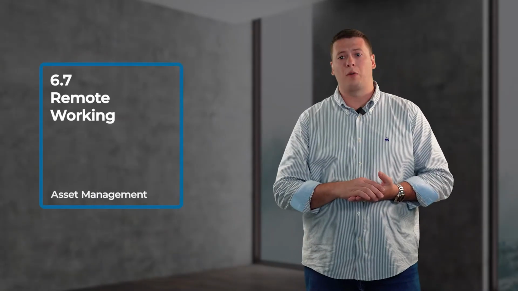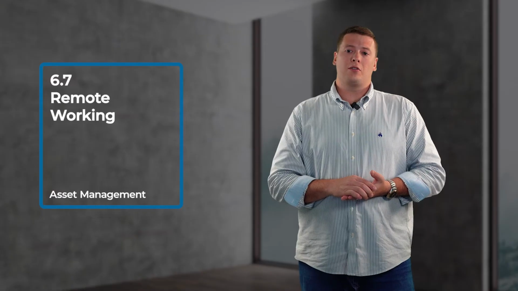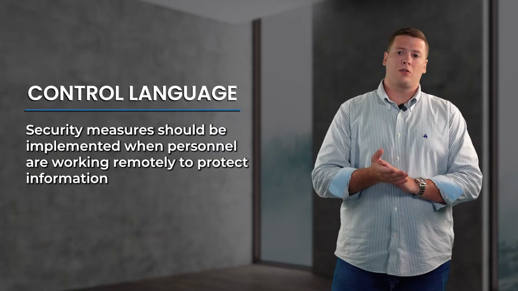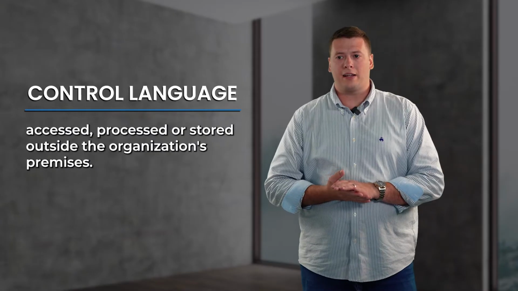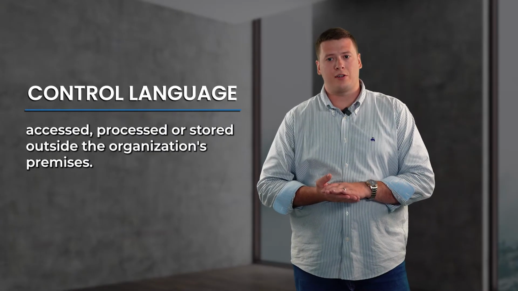The next control is around remote working, 6.7. So this control reads that security measures should be implemented when personnel are working remotely to protect information accessed, processed, or stored outside the organization's premises. Essentially, in this world, especially that we live in post-COVID, a lot of people are working from home. You want to make sure that you have documented processes, procedures, and standards that you expect your employees, contractors, and others who may be accessing your in-scope data written down and applied to how they're working from home. So make sure that you spend some time documenting your remote work procedures and expectations for people within your organization.